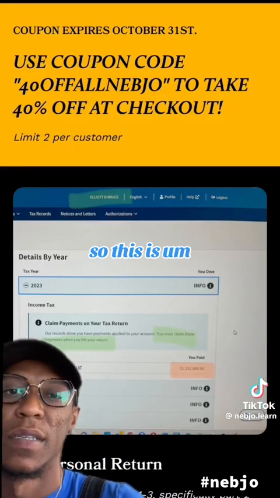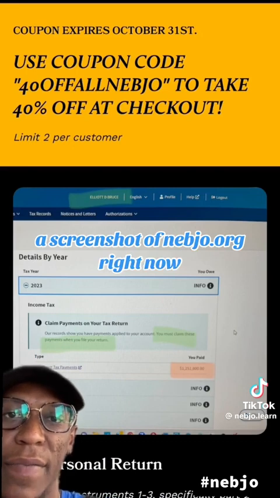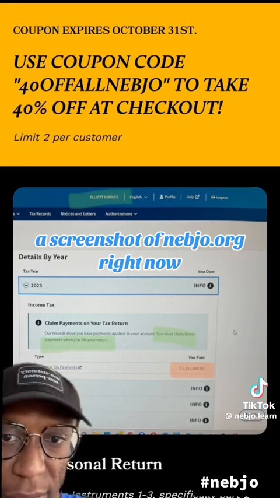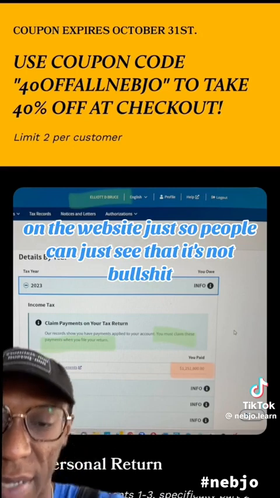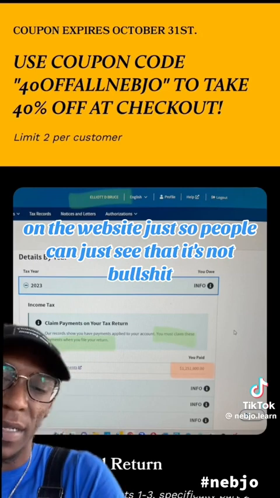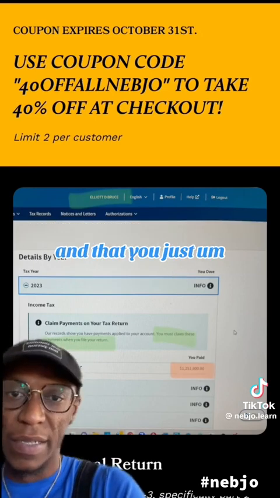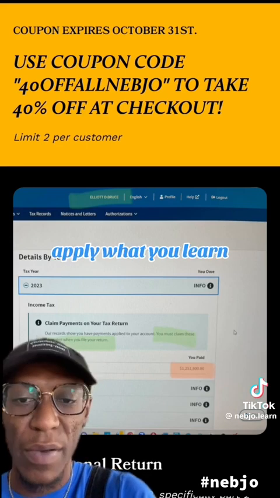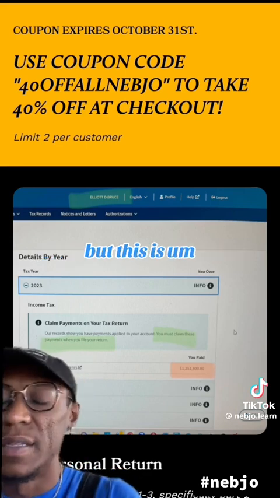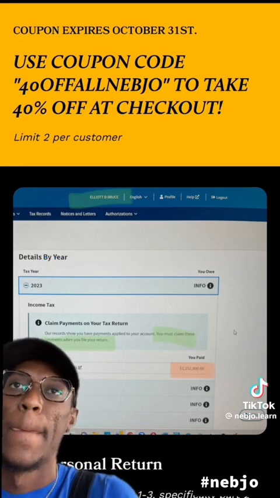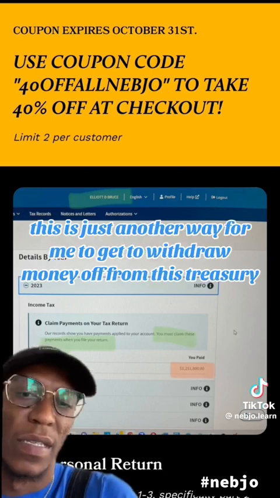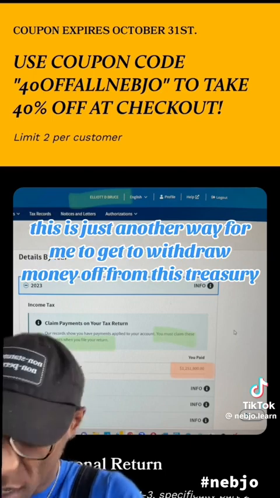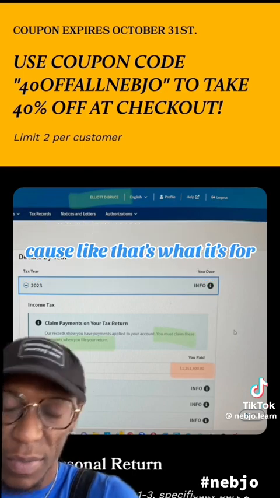So this is a screenshot of nebjo.org right now. I put my picture on the website just so people can see that it's no bullshit and that you just apply what you learn. You know what I'm saying? But this is just another way for me to withdraw money from the treasury, because that's what it's for.